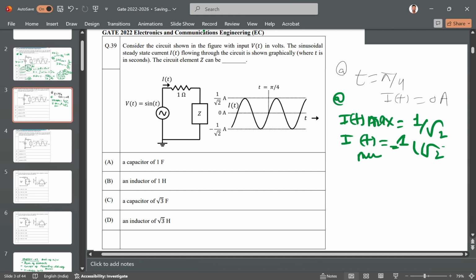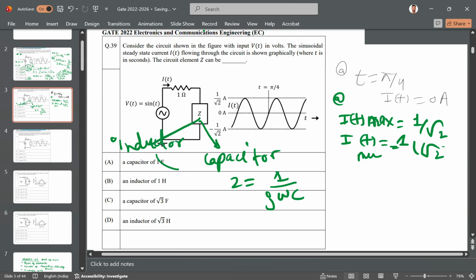Whenever you are thinking about a capacitor or inductor, there is always one point that comes, that is frequency. If it is a capacitor, what will be the value of impedance? That is 1 upon j omega C. If it is an inductor, this is a normal discussion actually, the value of Z is equal to j omega L. It means we need to know the omega.